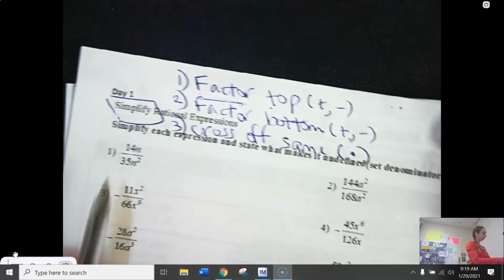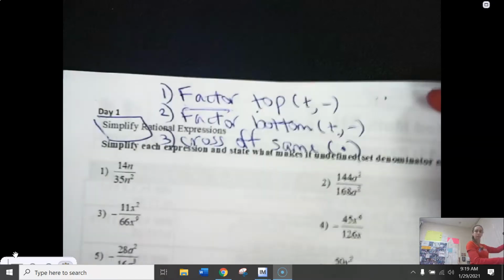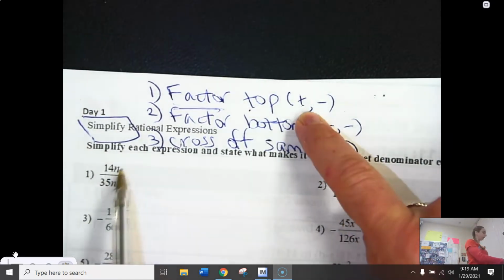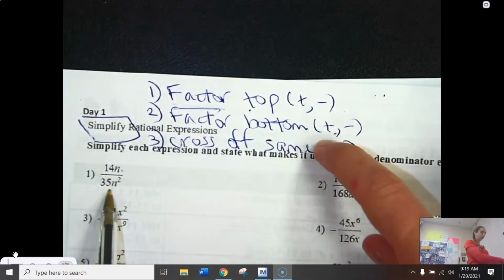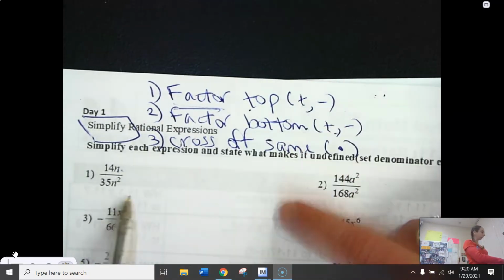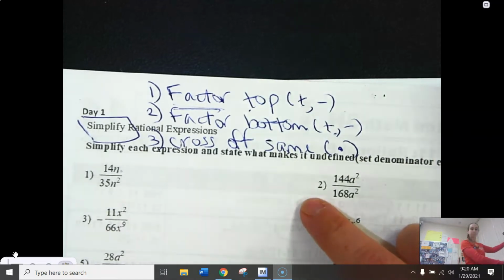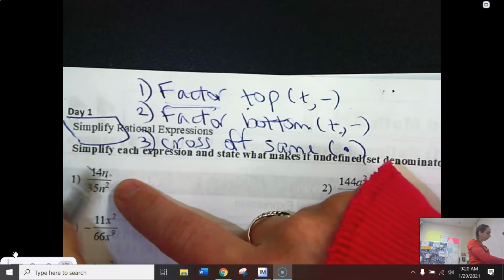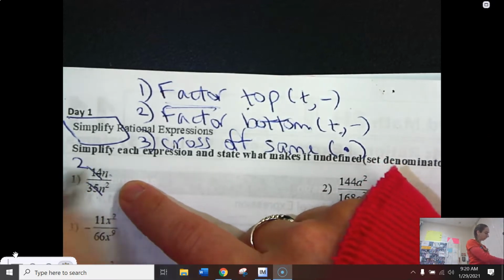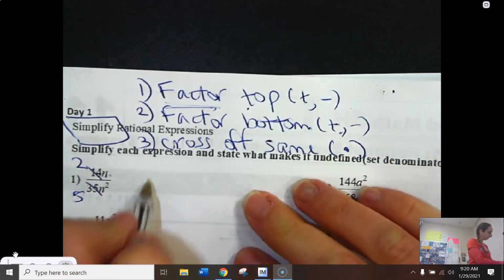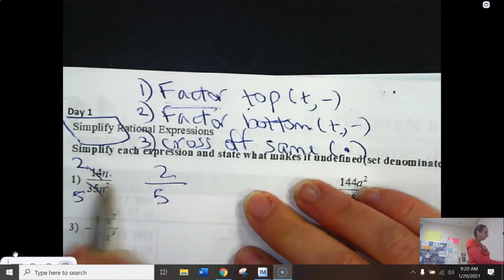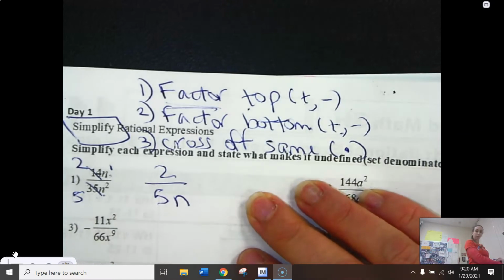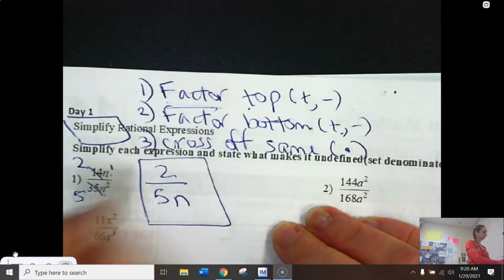So number one, factor the top. Let me zoom that in a little bit. Remember, we can only factor the top if it's being added or subtracted, so I can't factor the top. Factor the bottom, only if it's added or subtracted. So now I'm going to cross off what's the same. I see that 14 and 35 both divide by 7, 2 and 5. So I'll rewrite this fraction. I have 1 n on top, 2 on bottom, so I have 1 more left on the bottom. And that's my answer. That's how we're going to get started, okay?